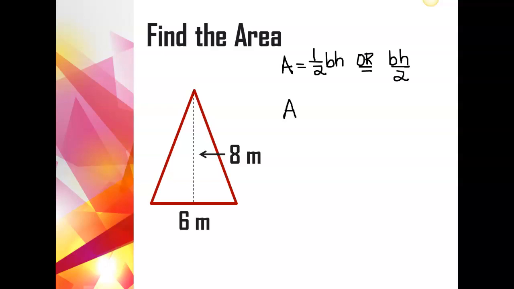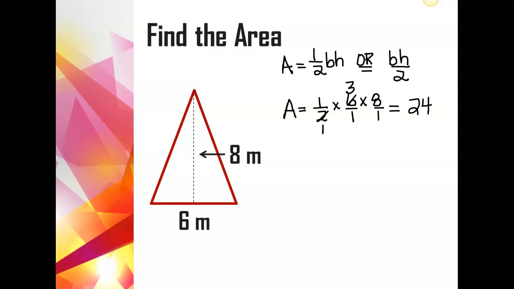Now we can plug in our base and our height into the formula to calculate the area. Using the first version of the formula, I would write 1/2 times the base, which is 6, times the height, which is 8, and then I'll go ahead and solve. I can cross-cancel the 2 with either the 6 or the 8, and I'm going to choose the 6, and that leaves me with 3 times 8 equals 24.